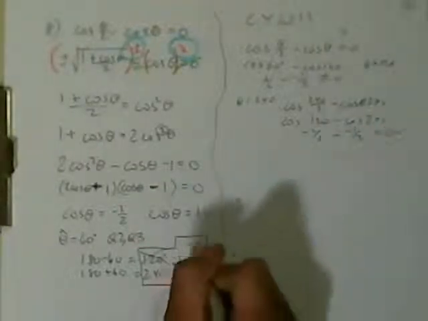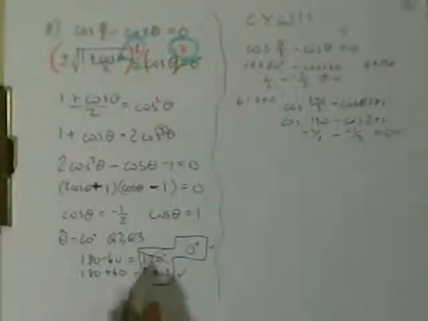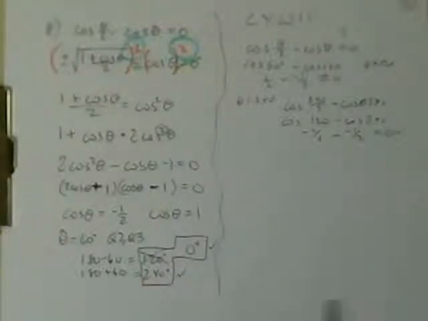That checks out. So 0 works, 240 works, 120 does not. Make sure you learn to check your work, especially when you're squaring both sides of the equation right here. Okay, guys?